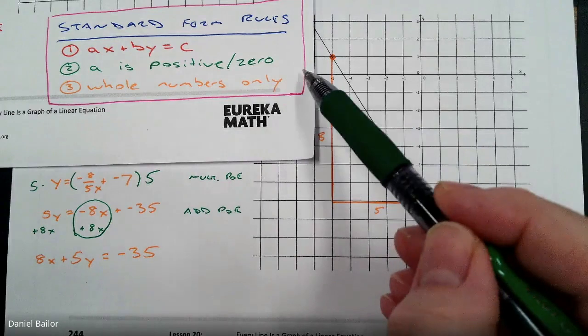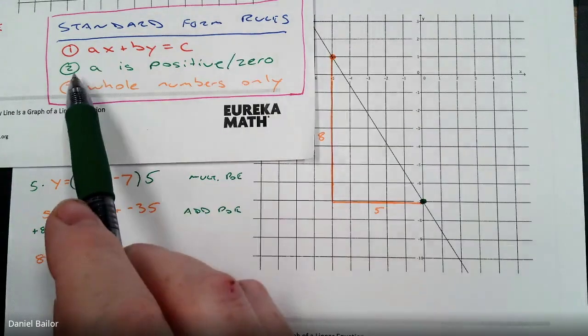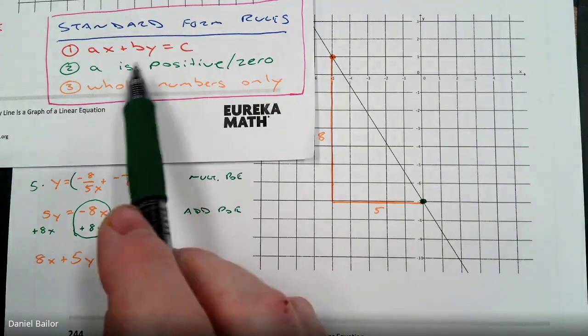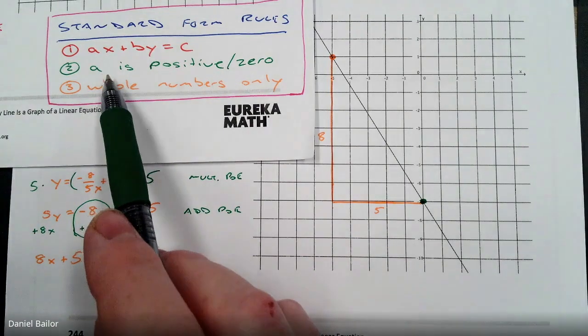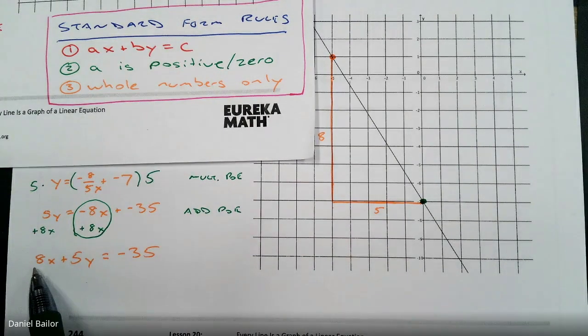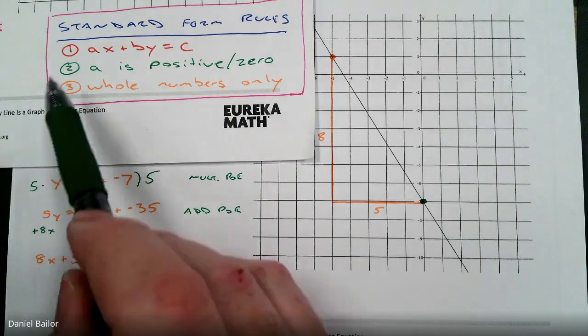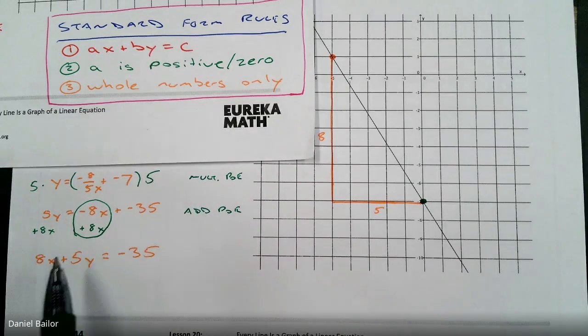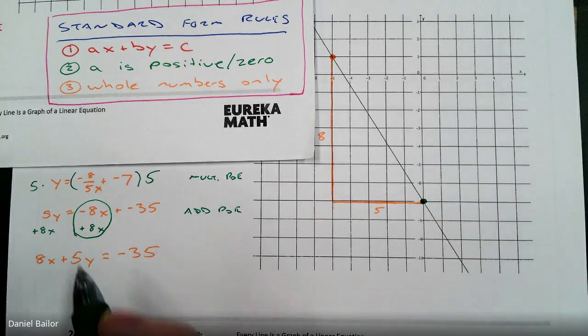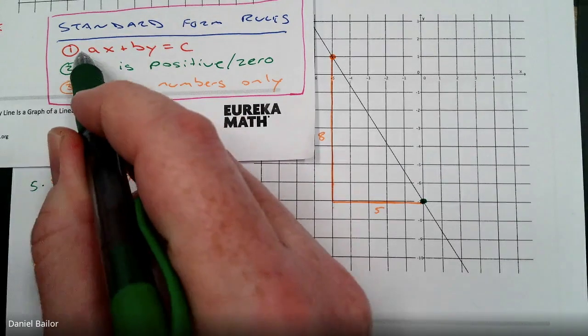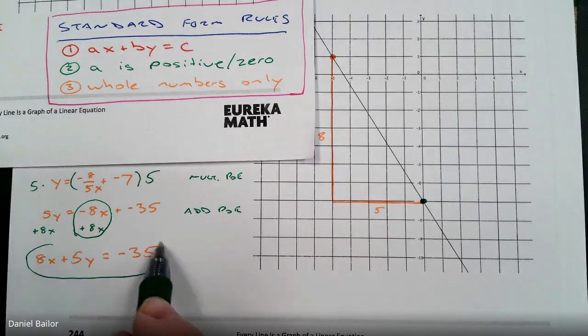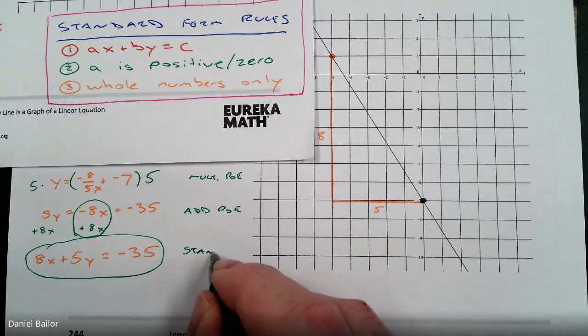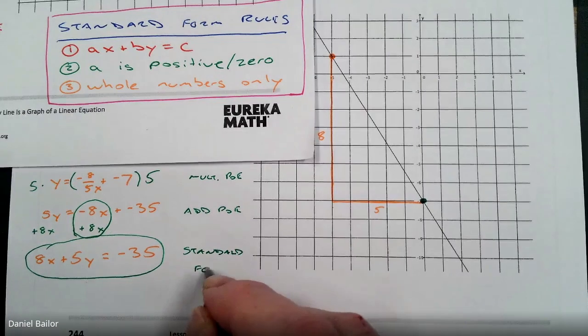Rule 3 is a check. No more fractions. Rule 2, A is positive or 0, which, in other words, A is not negative. Well, A is 8, so that's not negative. So rule 2 is a check. And rule 1, does it look like Ax plus By equals C? Well, A is 8, x is x, 5 is B, y is y, negative 35 is C. Check, check, check. All three rules match. This is standard form.